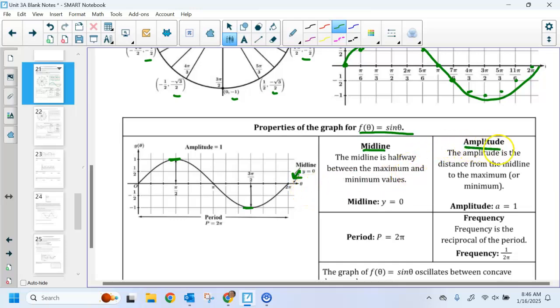The amplitude is the distance from the midline to the max, so this distance right here, also the same as the distance from the midline to the min.